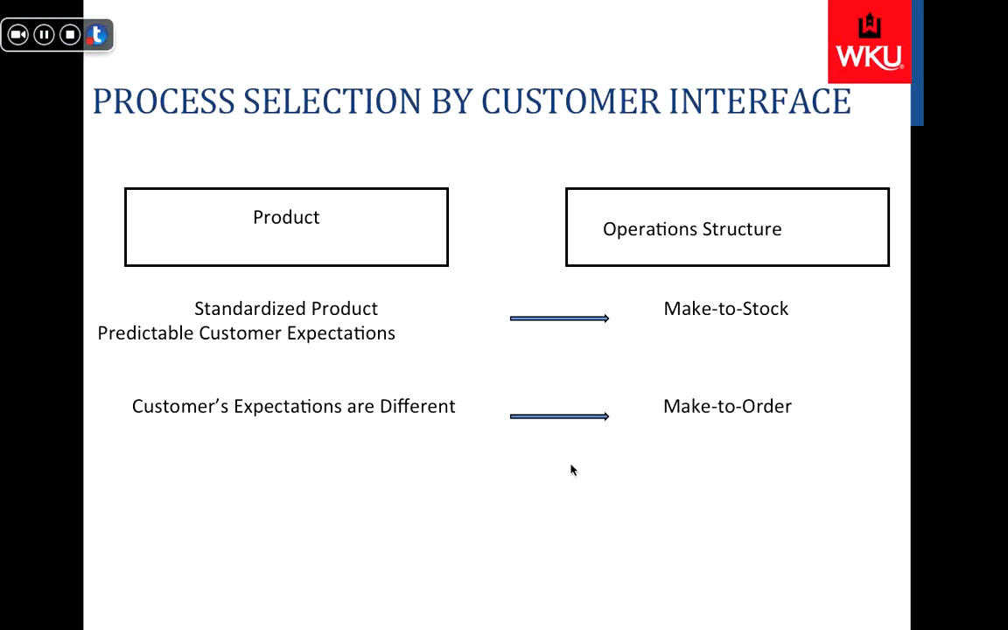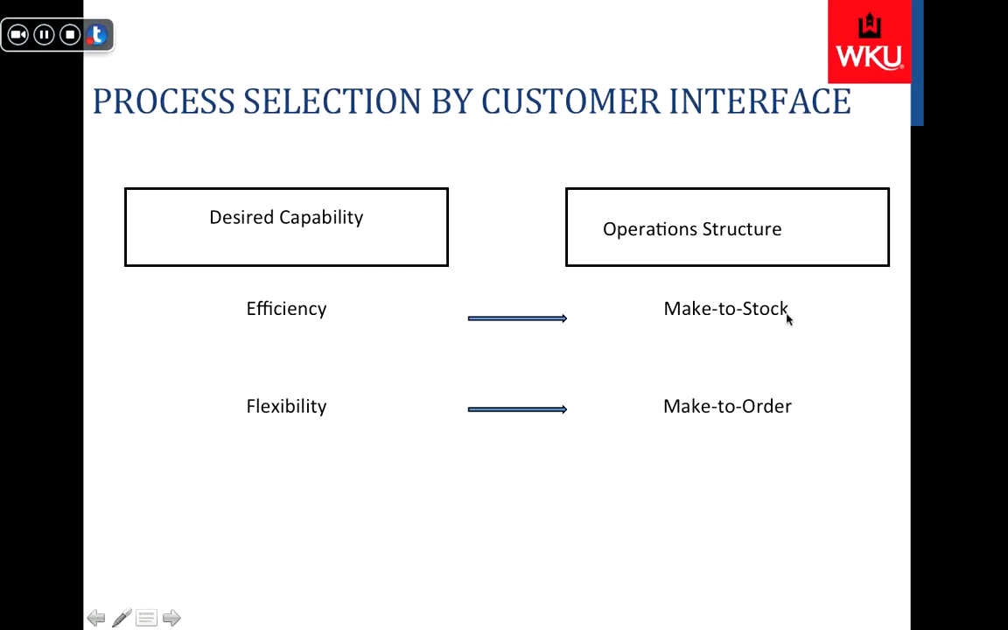If our focus is standardized product, predictable customer expectations, and economies of scale, our operation structure is going to be make to stock. But if the customers' preferences are different, if our focus is flexibility, and also if our product has high margins, then we're going to have make to order. Remember IKEA versus that expensive furniture store. IKEA is make to stock, but that store which sells like $10,000 couches is going to be make to order. Okay?